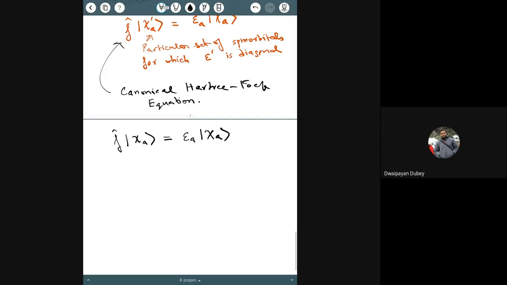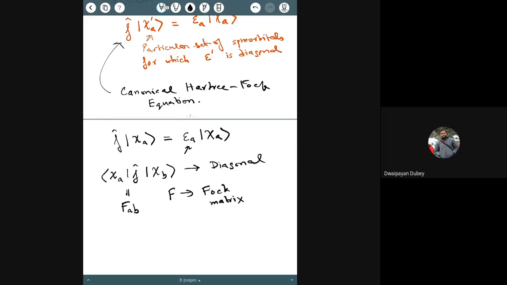Okay. Now, other than this solution, where epsilon is diagonal, which is equivalent to saying that the matrix chi A F chi B is also diagonal, then, if I say that the matrix element of F between A and B is FAB, the matrix F is called the Fock matrix. Then the Fock matrix is also diagonal. That's just a way of saying the same thing, okay?